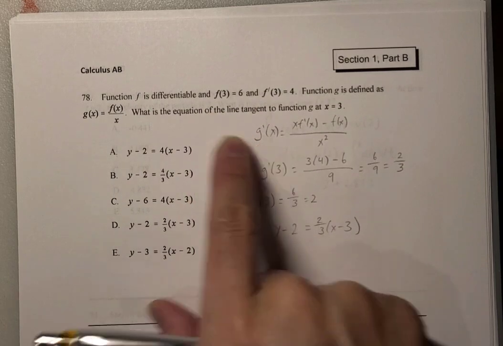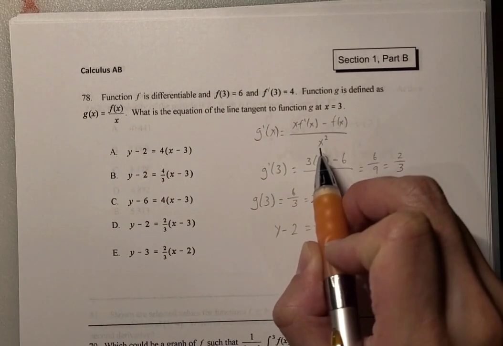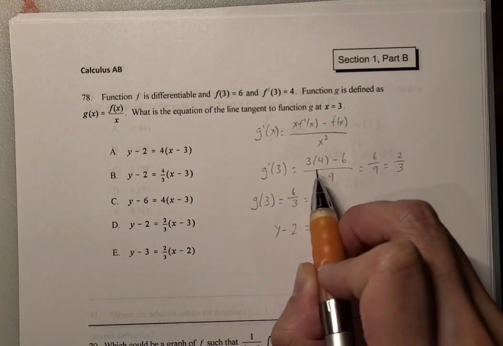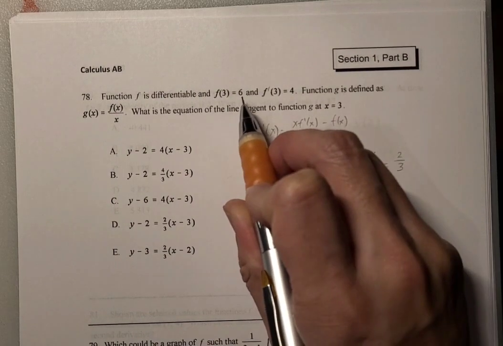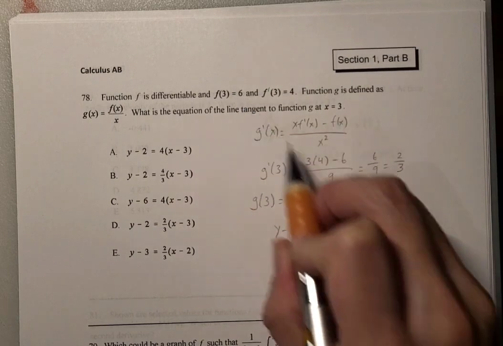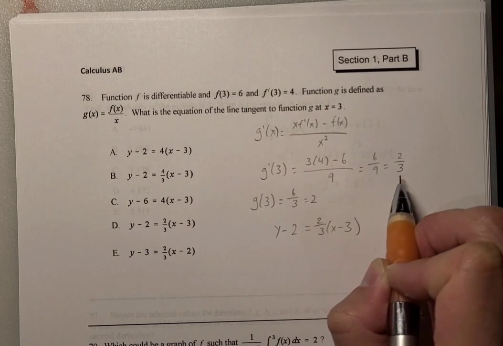So g prime is, we need the quotient rule. Bottom d top minus top d bottom over bottom squared. That's what I did here. So g prime of 3 is, we just plug in x is 3: f prime of 3, they give us as 4, minus f of 3, they give us as 6, over 3 squared, which is 9. So that's 6 over 9, which is 2/3.